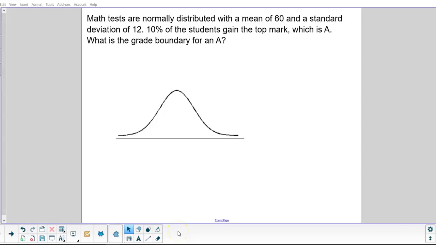So in this question we're going to look at the TI and how we can work using the inverse normal. Now we use the inverse normal if we have an area. So let's have a look at this.